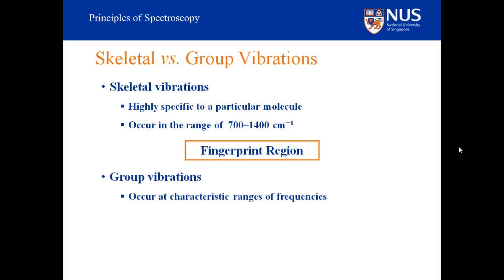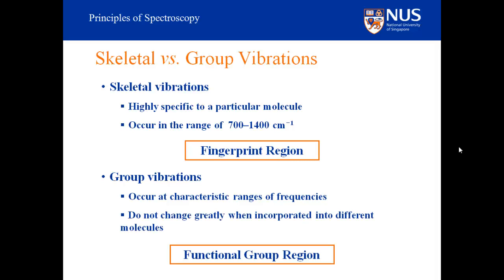Group vibrations, however, occur at characteristic ranges of frequencies according to the particular group. They don't change greatly when incorporated into different molecules. The carbonyl stretch always occurs at roughly the same frequency. The OH stretch occurs at roughly the same frequency. It doesn't matter what the rest of the molecule is, as it is largely decoupled from the rest of the molecule because of the differences in frequency. So this is a good way with which we can scan molecules for particular functional groups. However, if it is in the fingerprint region, it may not be of much use. But if it is above 1400 wave numbers, then it can really be quite useful.